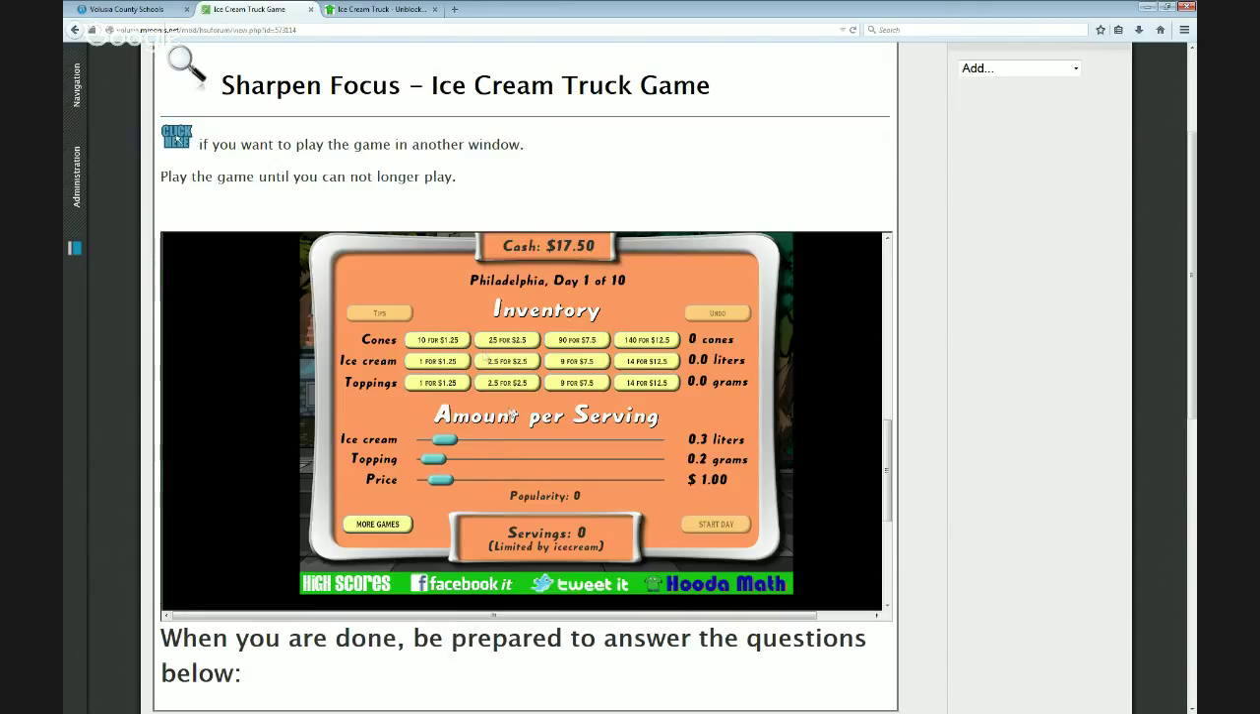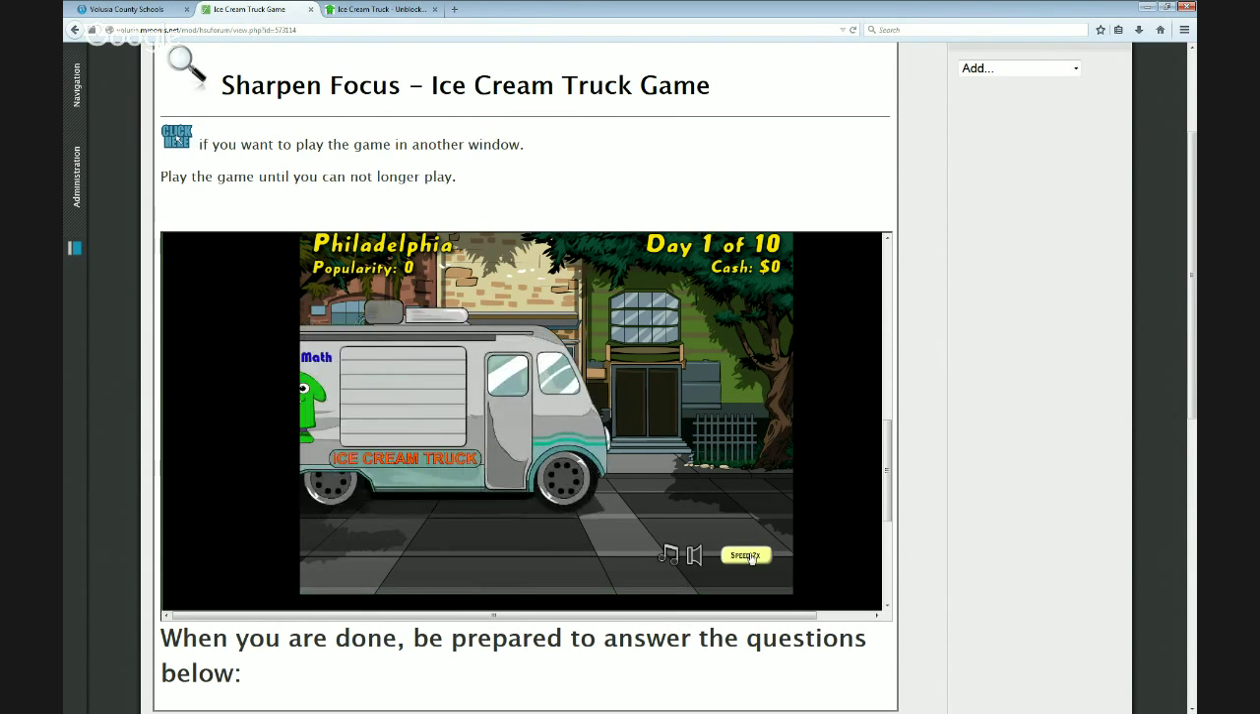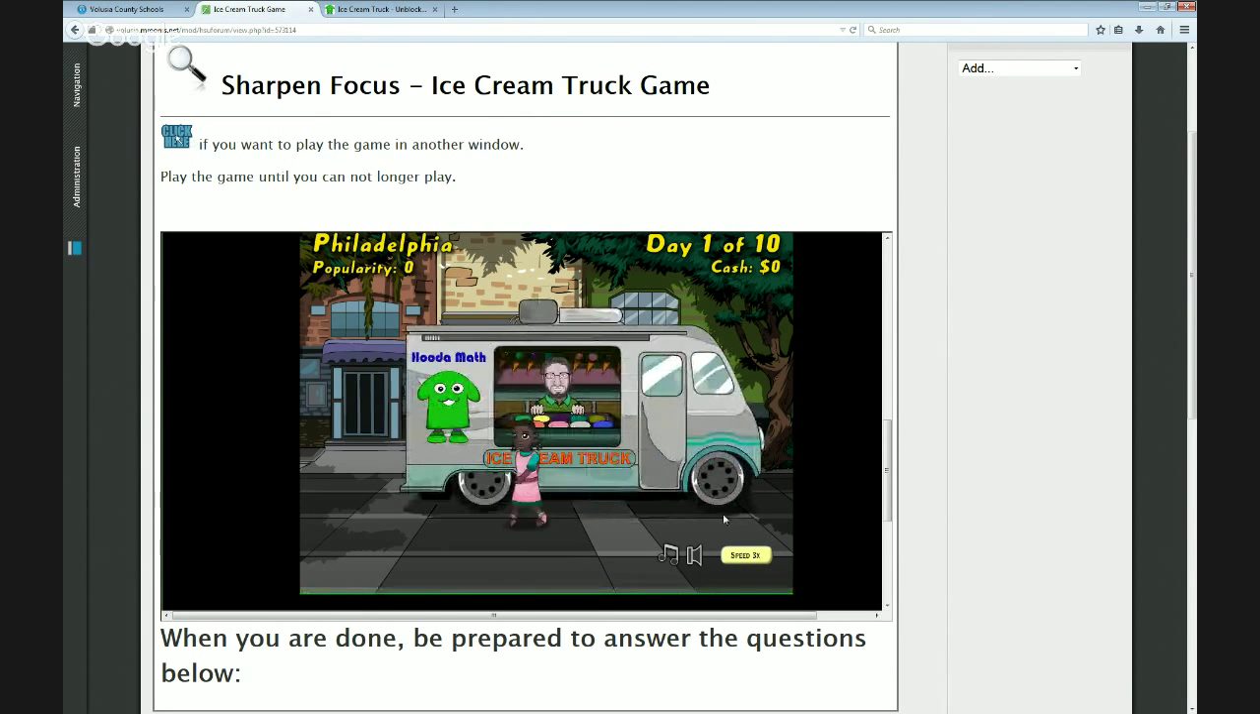Now we have 0 of everything, so we have to buy that with our $17.50. Let's see. You need a lot of ice cream, and you need a lot of cones. You need some toppings. Let's just buy everything. There we go. Now I have 0 money. I'm going to click Start My Day. If you click this 2 more times, it makes the rounds go faster.